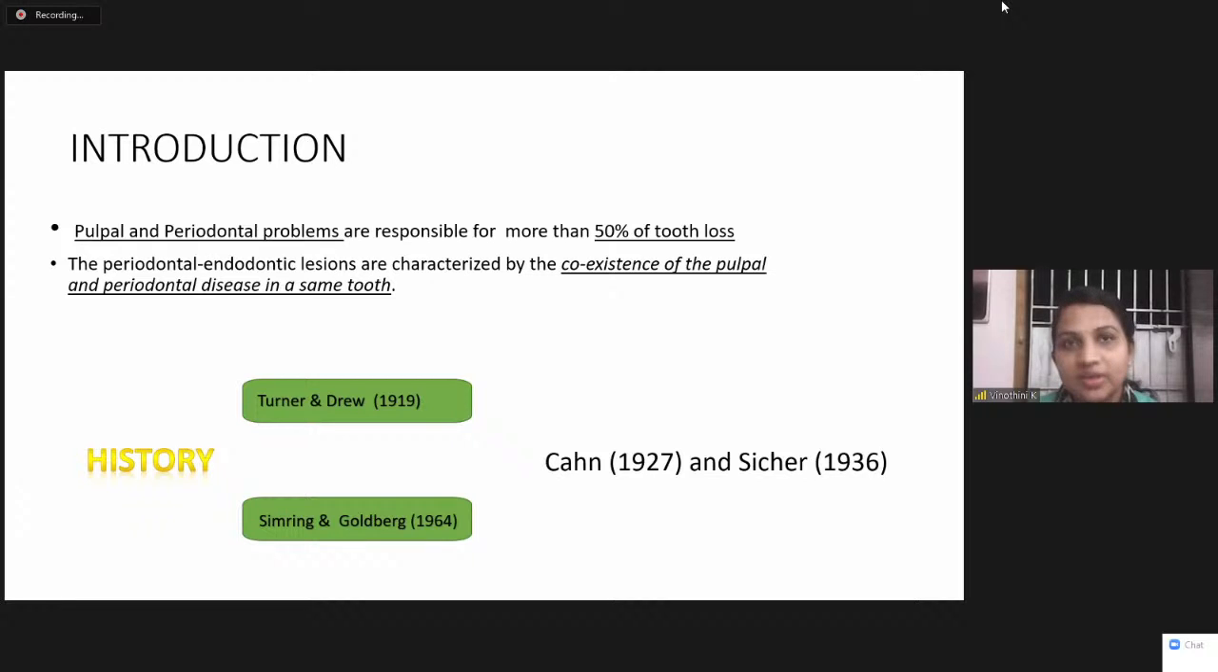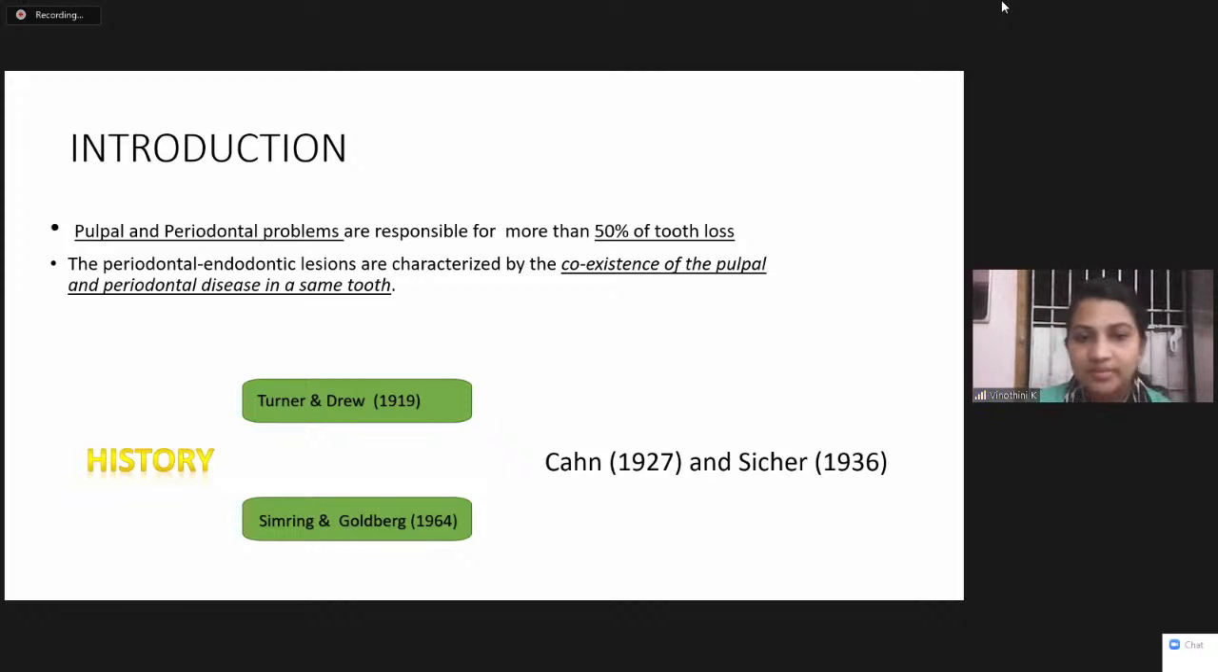What are perio-endo lesions? A perio-endo lesion is nothing but the coexistence of both pulpal and periodontal disease in the same tooth. This could have occurred with pulpal and periodontal disease arising independently, or one disease could have led to the other disease. Coming to the history, you should definitely know about it.